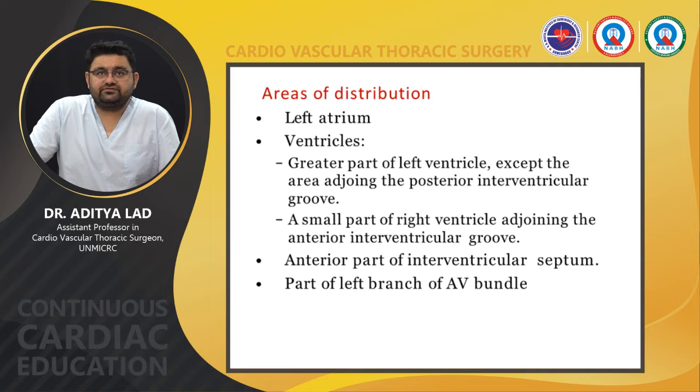Areas of distribution. It supplies the left atrium and the greater part of the left ventricle, except the area adjoining the posterior interventricular groove, which is supplied by the right coronary artery. It also supplies a small part of the right ventricle adjoining the anterior interventricular groove, the anterior part of the interventricular septum, and the part of the left branch of the AV bundle.